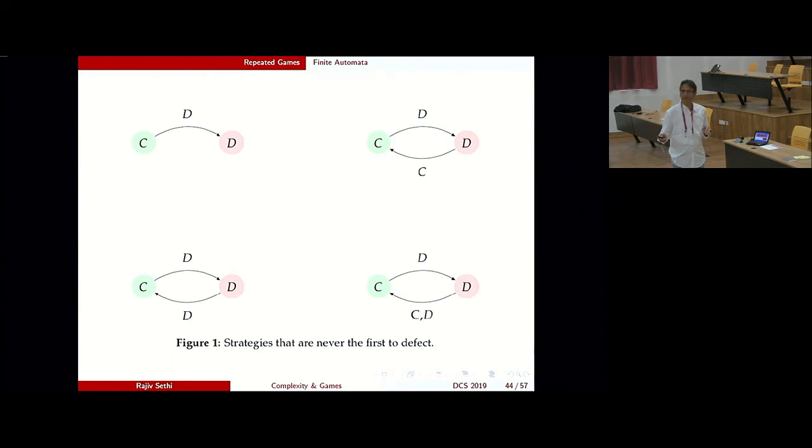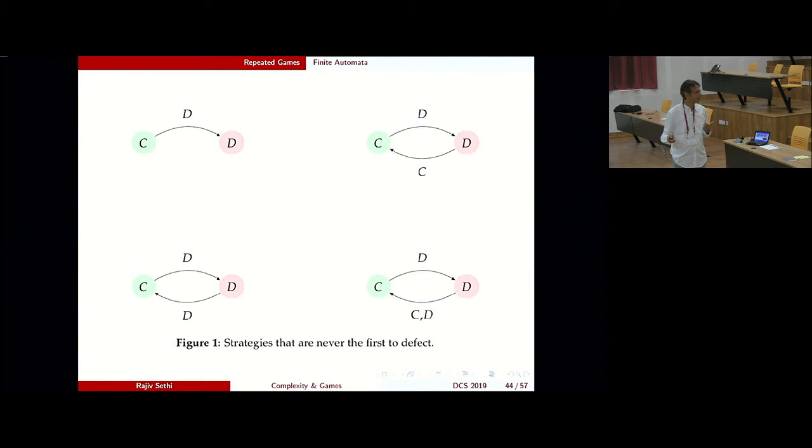So even whether they defect or cooperate, you just punish them once and you come back. And then if they defect again, you go back. So this is a strategy. Here's another strategy. You cooperate. If they defect, you go to defect. And then if they cooperate, you keep defecting.